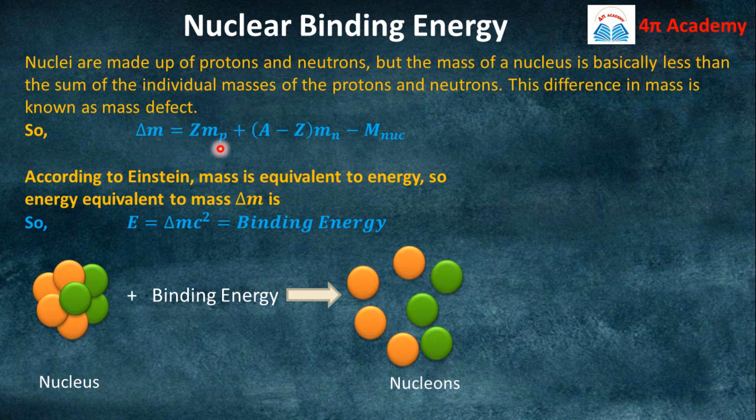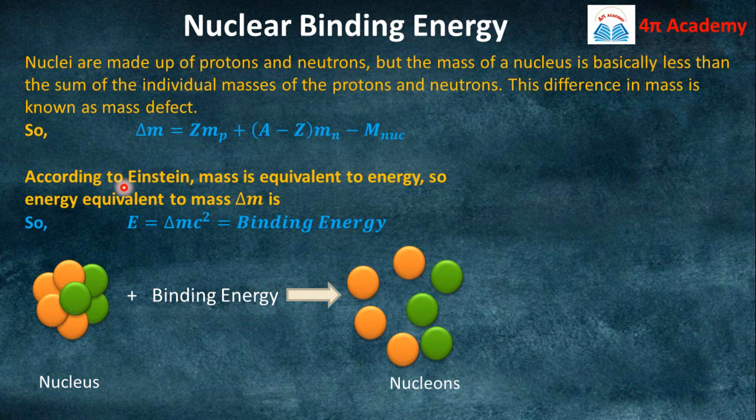So the mass defect will be the mass of the protons, that is Z into Mp, where Z is the atomic number of the nucleus and Mp is the mass of a proton. This is the total mass of the protons, plus (A minus Z), the number of neutrons, multiplied by Mn, the mass of a neutron, which gives the total mass of the neutrons, minus the mass of the nucleus. That means the mass of the nucleus is lower than the total mass of the individual protons and neutrons. So here we can calculate the mass defect.